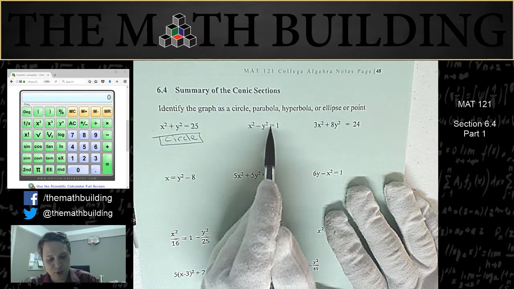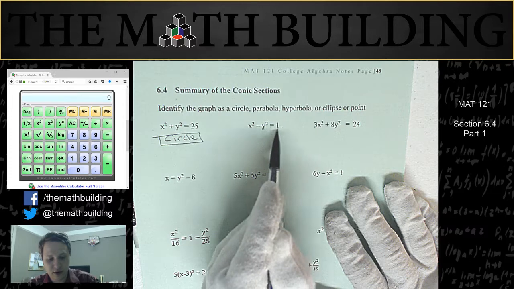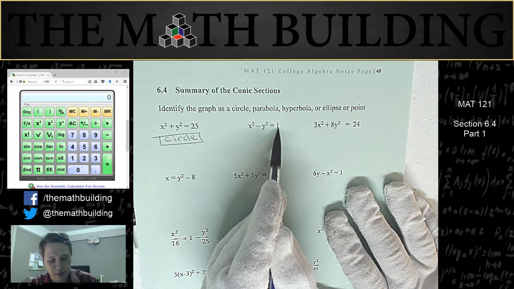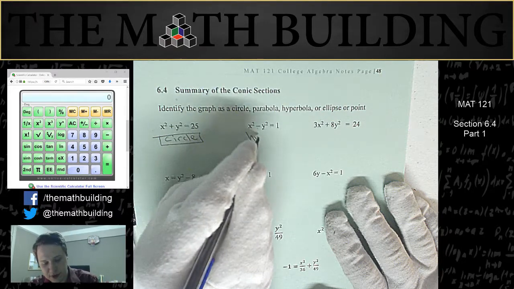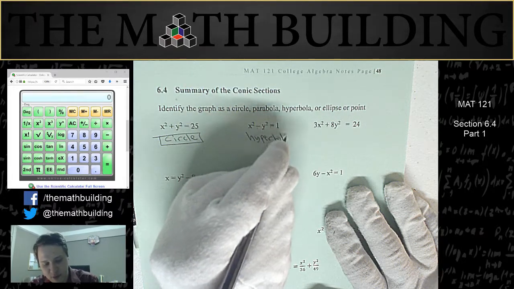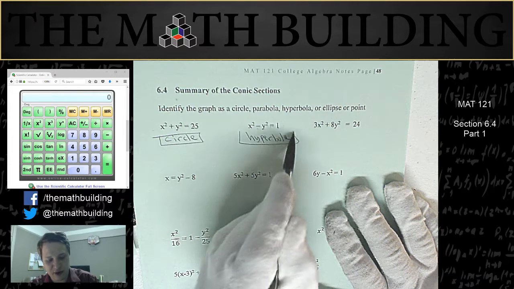How about this one? x squared minus y squared equals 1. Well, we've got a 1 here, so it's probably an ellipse or a hyperbola. And we've got a minus right here, so that tells me hyperbola. In fact, why don't you try to do all of these on your own and then see if my answer matches yours.